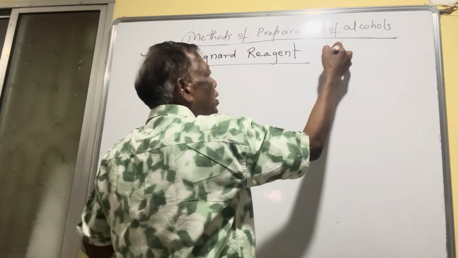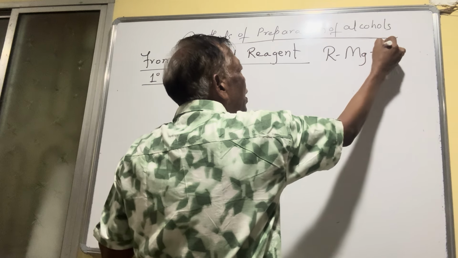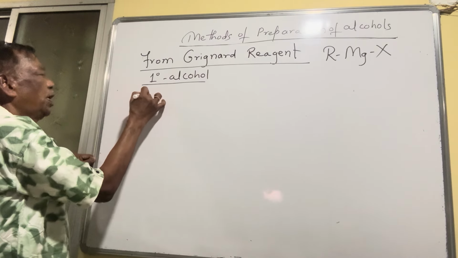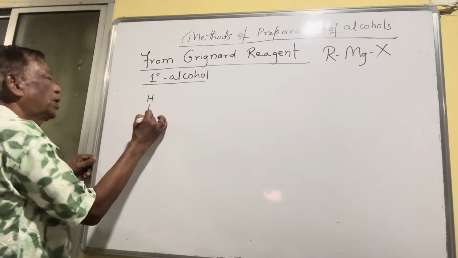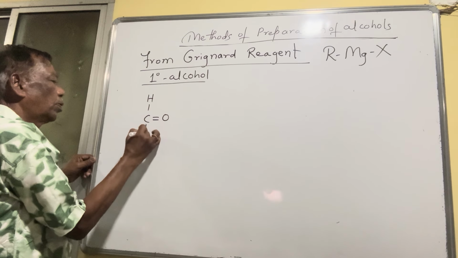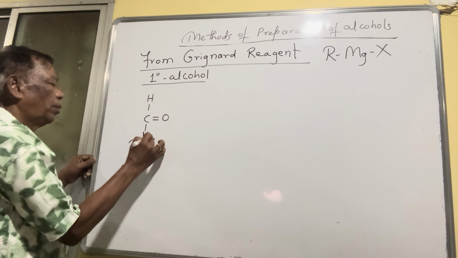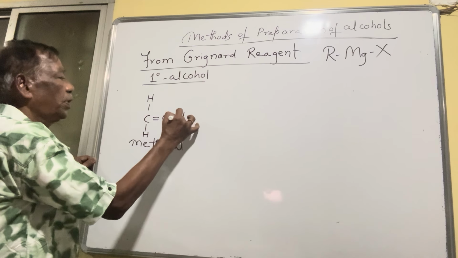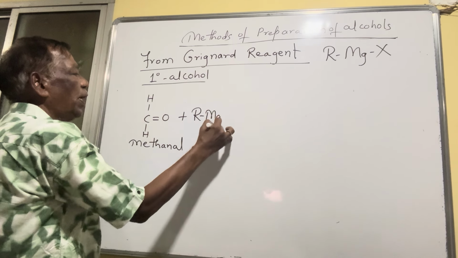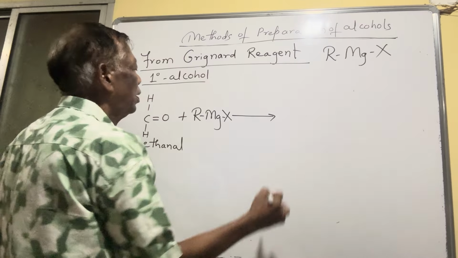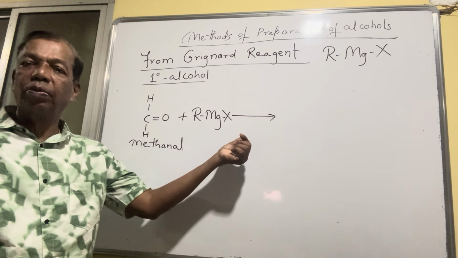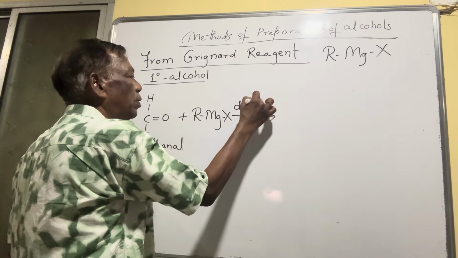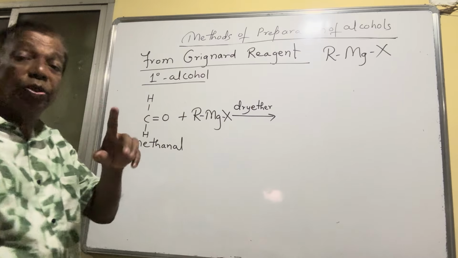Now, Grignard reagent is RMgX. So, if I take the Grignard reagent, the first one I will take is formaldehyde, or what is called methanal. If I treat this with Grignard reagent, RMgX in general, remember R can be CH3, X can be chlorine, bromine, iodine. Now this reaction is carried out in presence of dry ether. What will happen here? Addition, remember.